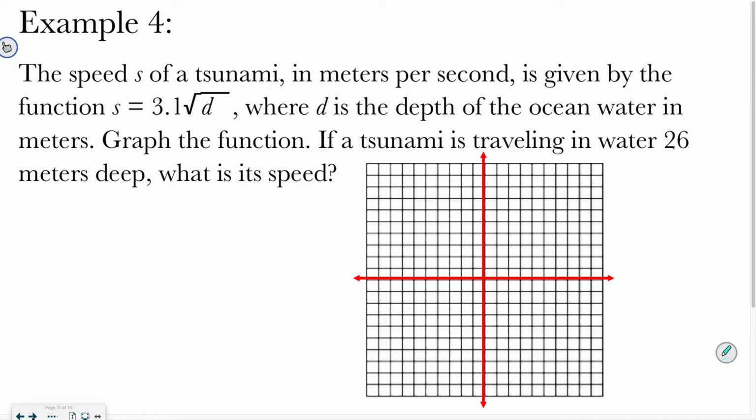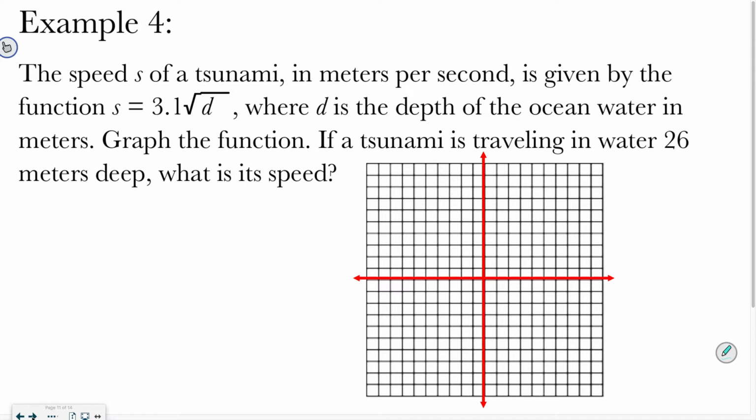All right, example 4. I'm just going to talk through this one. This is where we have the speed s of a tsunami in meters per second. It's given by the function s equals 3.1 times the square root of d, where d is the depth of the ocean water in meters. Graph the function. If a tsunami is traveling in water 26 meters deep, what is its speed?